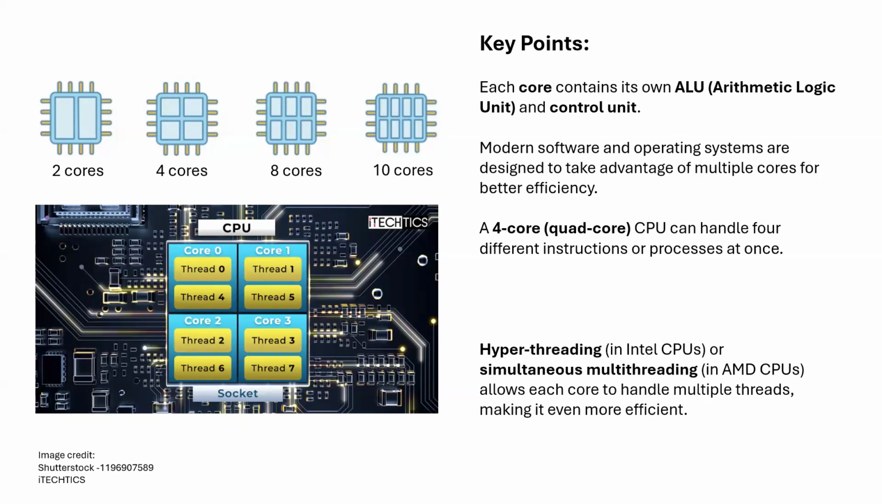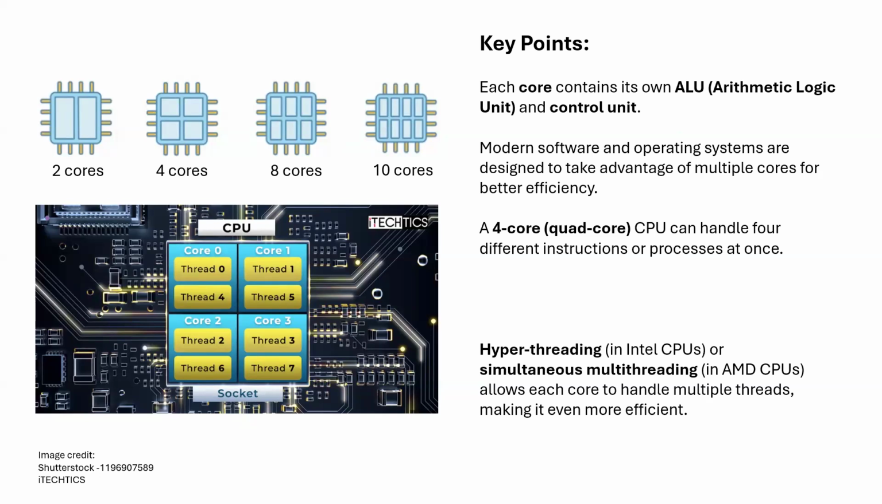Simple. Multi, okay? Now, modern software and operating systems are designed to take advantage of multi-core. That's why you can open different tabs, open different things at the same time, because of what they call sharing of resources. And that is what has led to what? Multitasking, multiprocessor. Right. Now, a four-core, as we have given an example here with a diagram, what's called quad core, can handle 4 different instructions or processes at once.